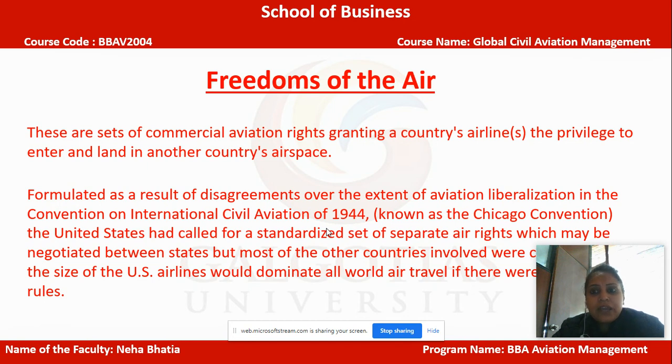So the freedoms of air are basically the fundamental building blocks of the international commercial aviation route network. The use of the terms freedom and right confers entitlement to operate international air services only within the scope of multilateral and bilateral treaties, that is, service agreements, that allow them.